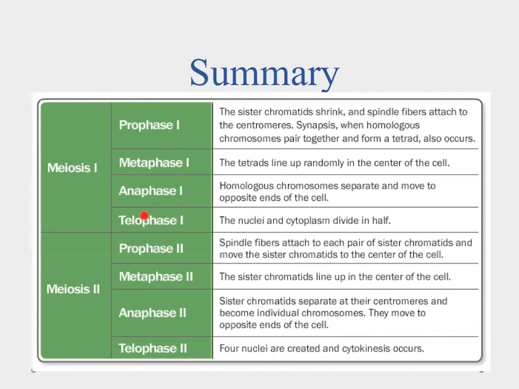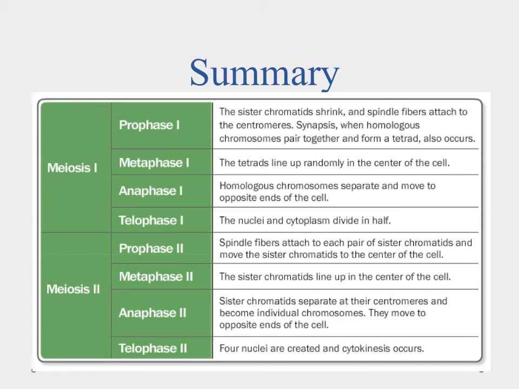And then we go into telophase 1, where the nuclei reform and the cytoplasm divide in half. So now we have 2 daughter cells. Each of the daughter cells has half the genetic material as the original cell. Then we go into prophase 2, where the spindle fibers are going to attach to the sister chromatids. These sister chromatids will line up in the center of the cell, and then during anaphase, these sister chromatids separate and they move to the opposite sides. We get 4 nuclei forming. Cytokinesis creates 4 cells, and all of those cells are going to be in the haploid condition.